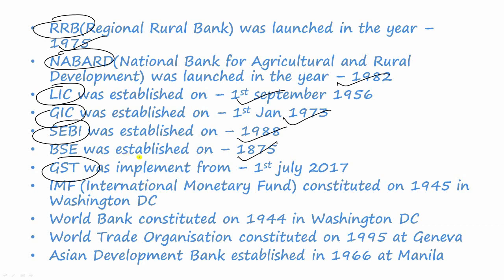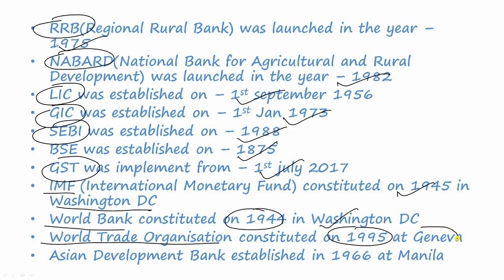GST, meaning Goods and Services Tax, was implemented from 1st of July 2017. IMF, also called International Monetary Fund, was constituted in the year 1945 and is headquartered in Washington DC. World Bank was constituted in the year 1944 and is headquartered in Washington DC. World Trade Organization was constituted in the year 1995 and is headquartered in Geneva. And Asian Development Bank was established in the year 1966 and is headquartered in Manila, Philippines.